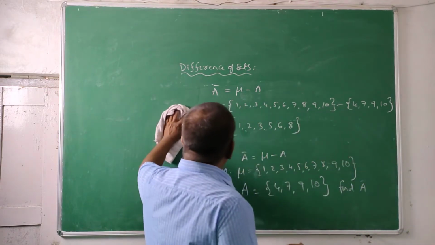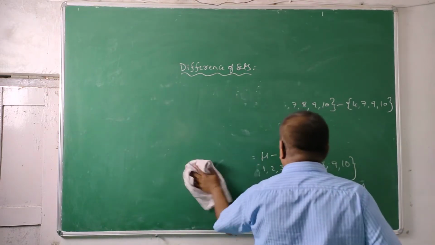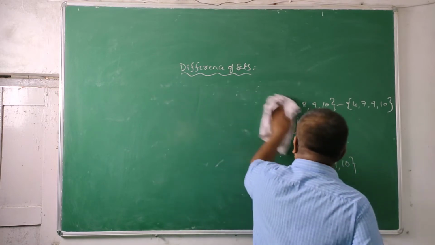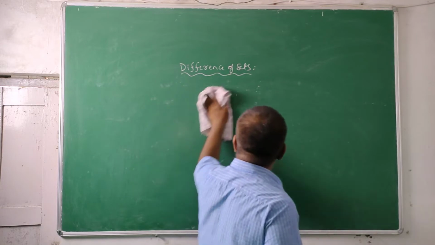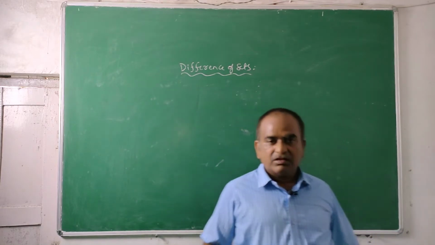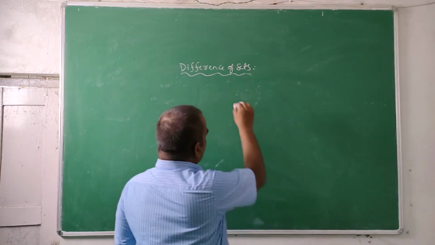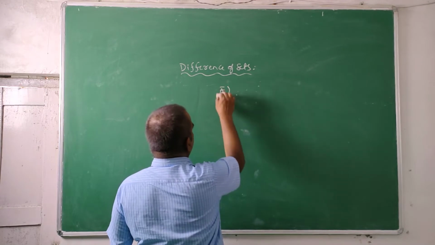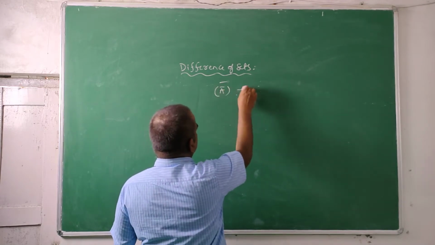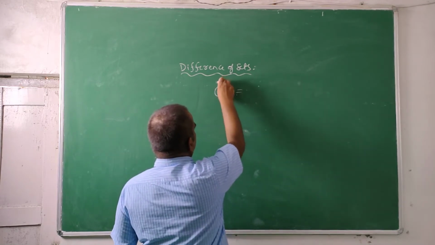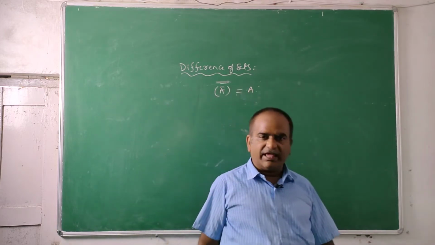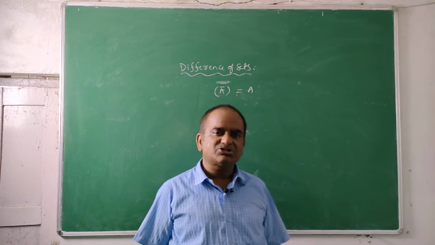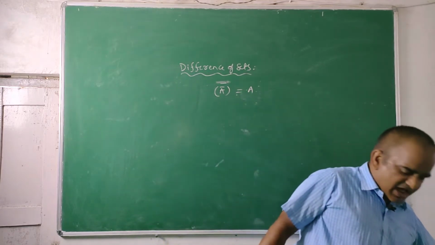Now, one famous principle we have: A complement, whole complement, is equal to A. It is also called A double complement. A double complement is equal to A. Understood? Right.